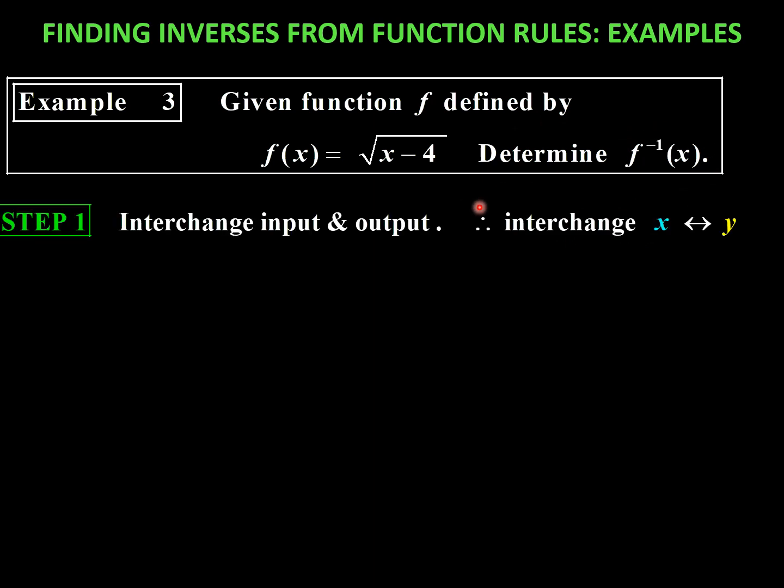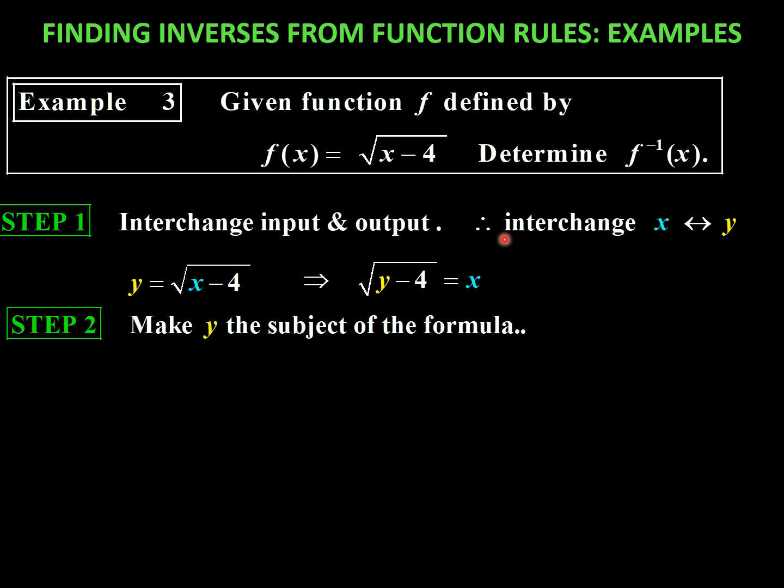So we start as usual, interchange x and y, and I'm using the same color coding. So I take my given rule, y equal to square root of x minus 4. I now transform it, and that becomes square root of y minus 4 equal to x. Better to put the x at the end there, makes this next step much easier. So now there are two operations, subtracting 4 and square root.